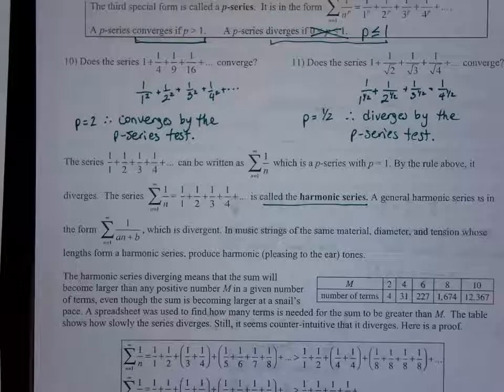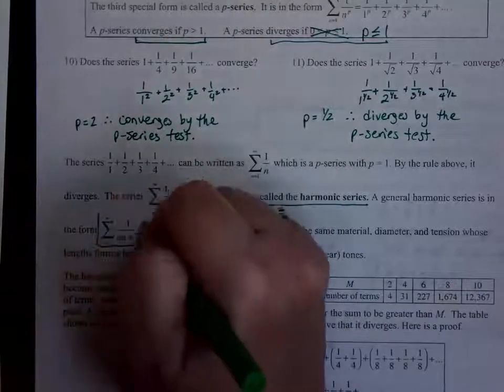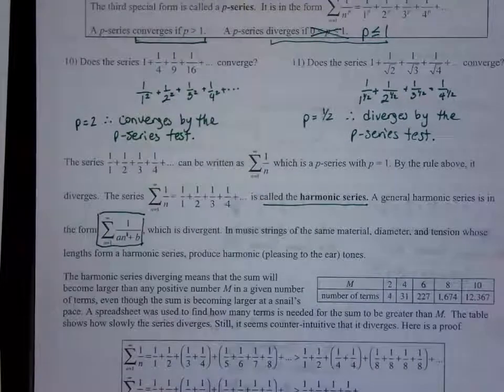Okay? Now, where have you heard the phrase harmonic as part of another word? Harmonica. A harmonica is based on the harmonic series. A harmonic series is how guitar strings are constructed and how frets are made on a guitar. I don't know all the details, but it has something to do with it. Okay? A general harmonic series is in this format. Notice here, it's 1 over an plus b. And it does diverge because it's harmonic.